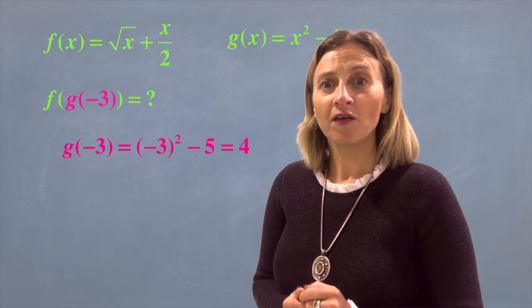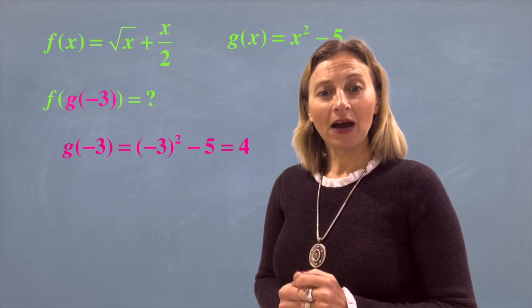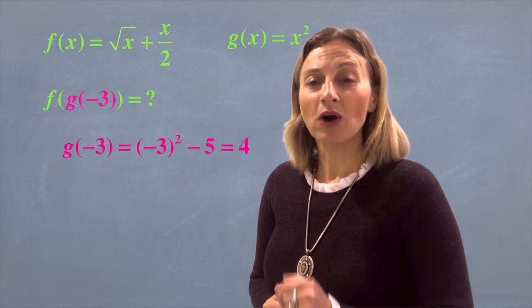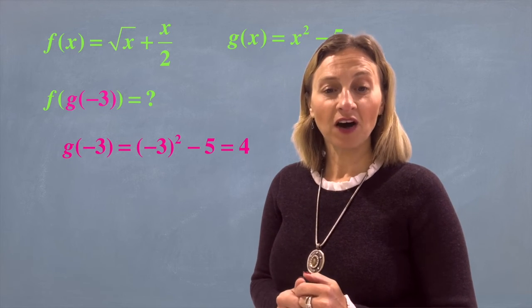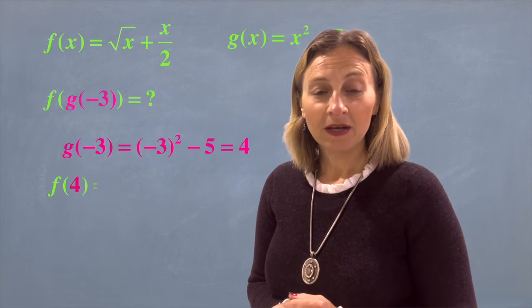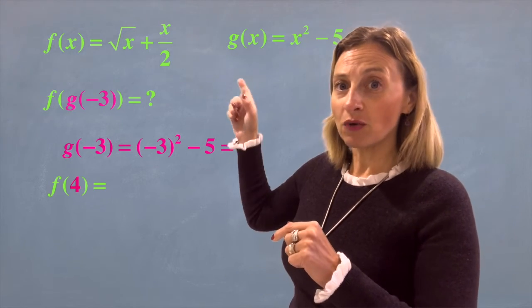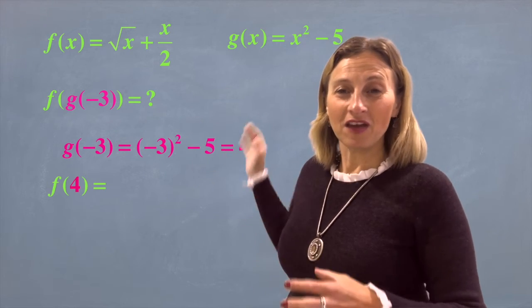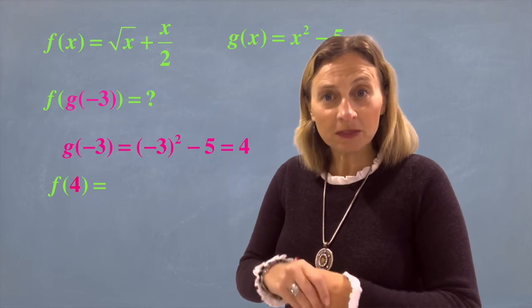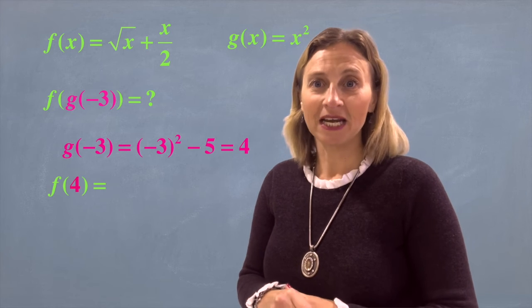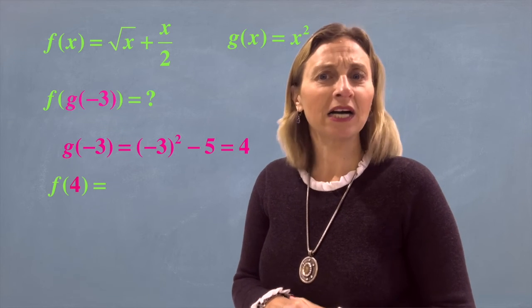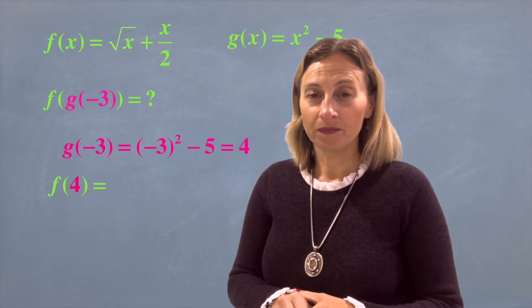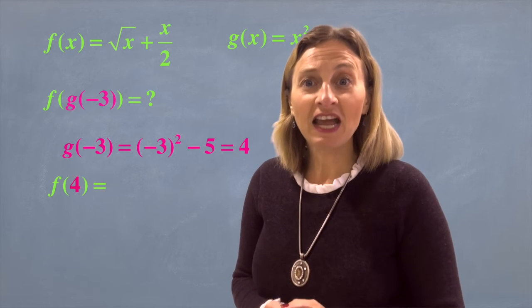And what do I get? 4. Good. Now instead of g of minus 3, I can write 4. So I'm trying to find f of 4. Remember, just make sure you're plugging it into the right equation, because a very common mistake is that you put it into g instead of f. That's a bit tricky. But just be careful. Try not to make mistakes like that, because we don't want to lose marks for things that we really can do. Now I'm trying to find f of 4.